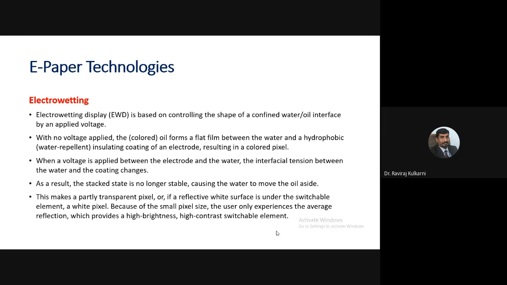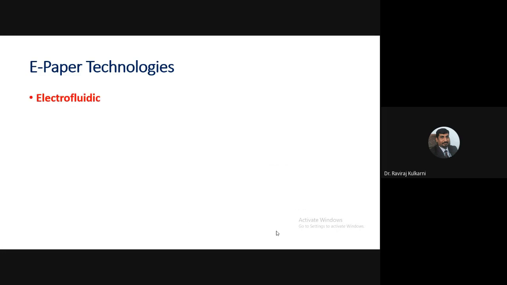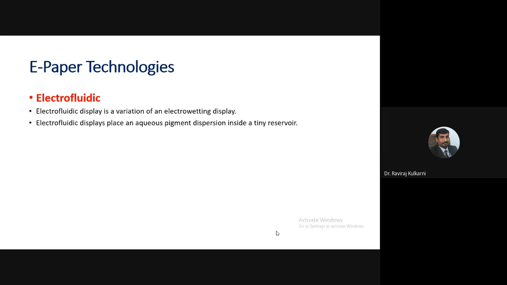Because of small pixel size, the user only experiences the average reflection, which provides a high brightness, high contrast, and switchable element. One more is the electrofluidic display. Electrofluidic display is a variation of the electrowetting display, the same as what we discussed. Electrofluidic displays place an aqueous pigment dispersed inside a tiny reservoir.